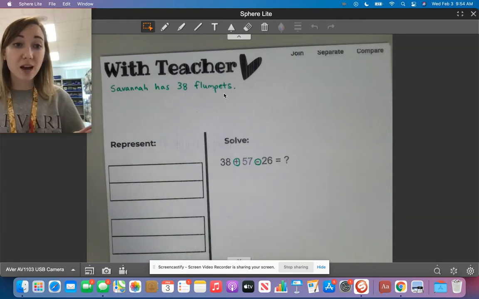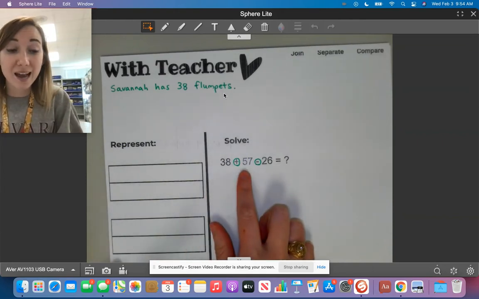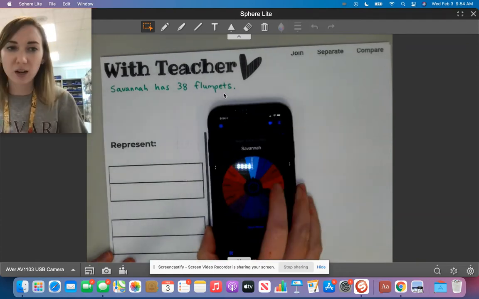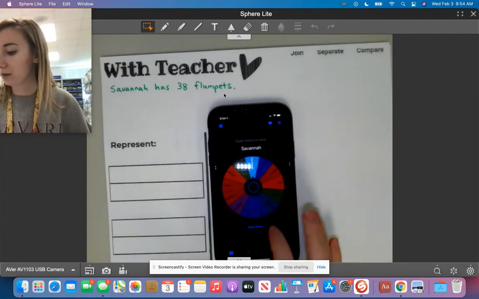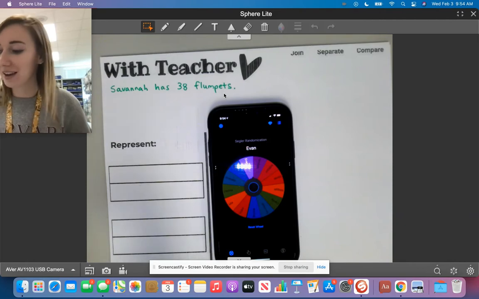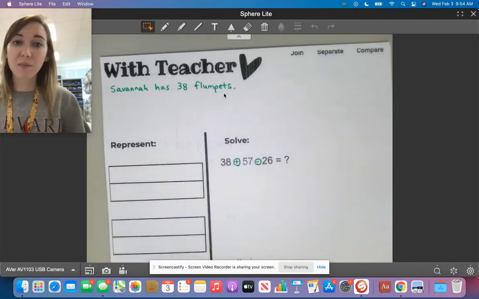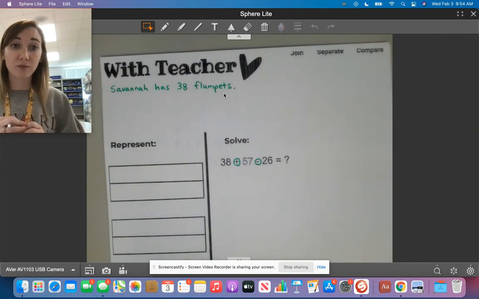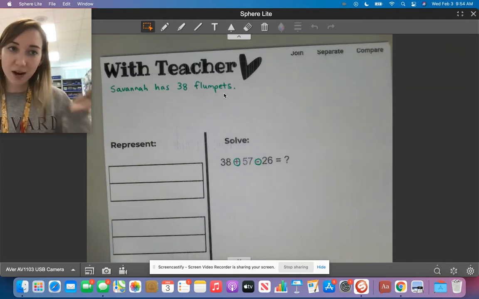Now, we have to figure out a way where we can add 57 more in our story. So I'm going to come up with another character. I want a drum roll while we figure out who's going to be my story. Drum roll. Evan. Evan's also going to appear in my story. So Evan, maybe he gives her some more flumpets. Maybe he makes some for her. I don't know. What do you guys think?